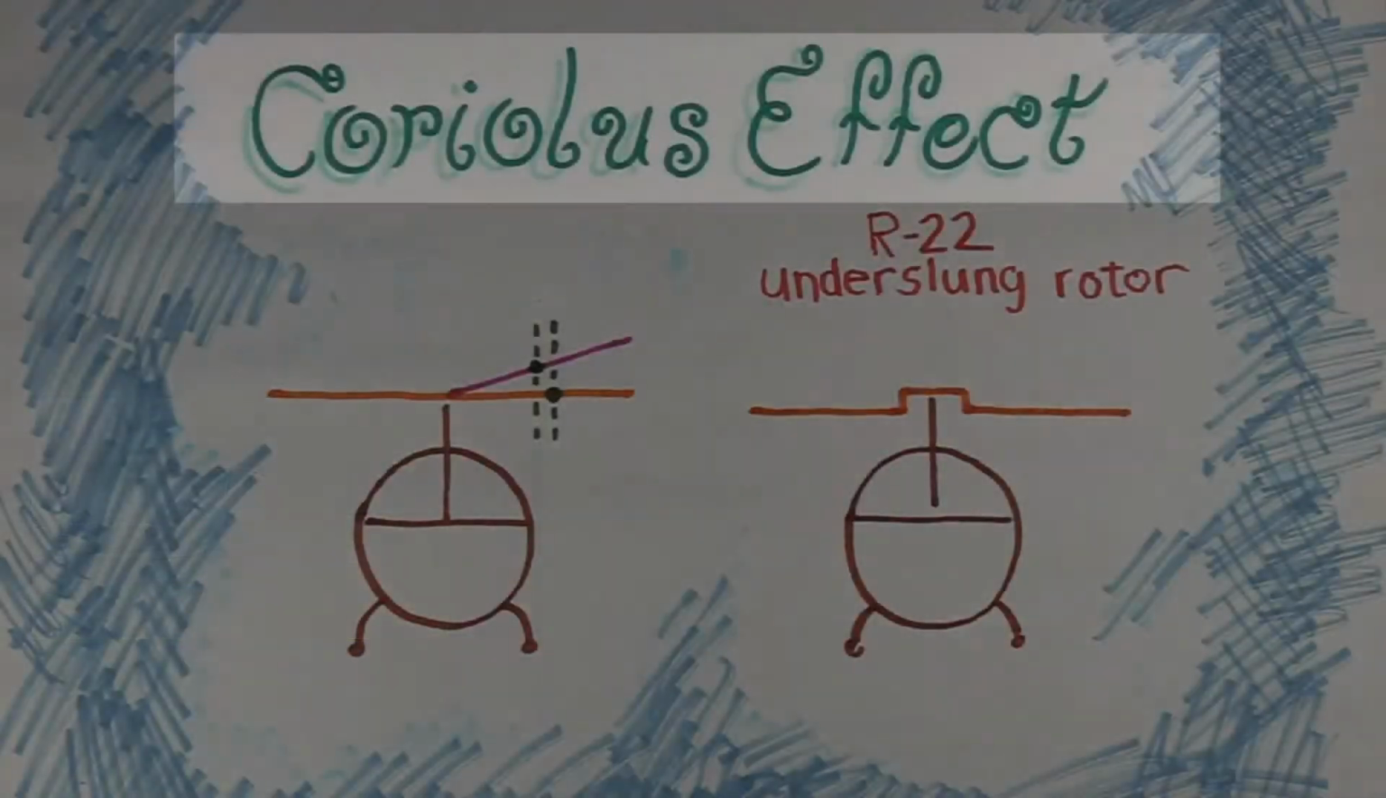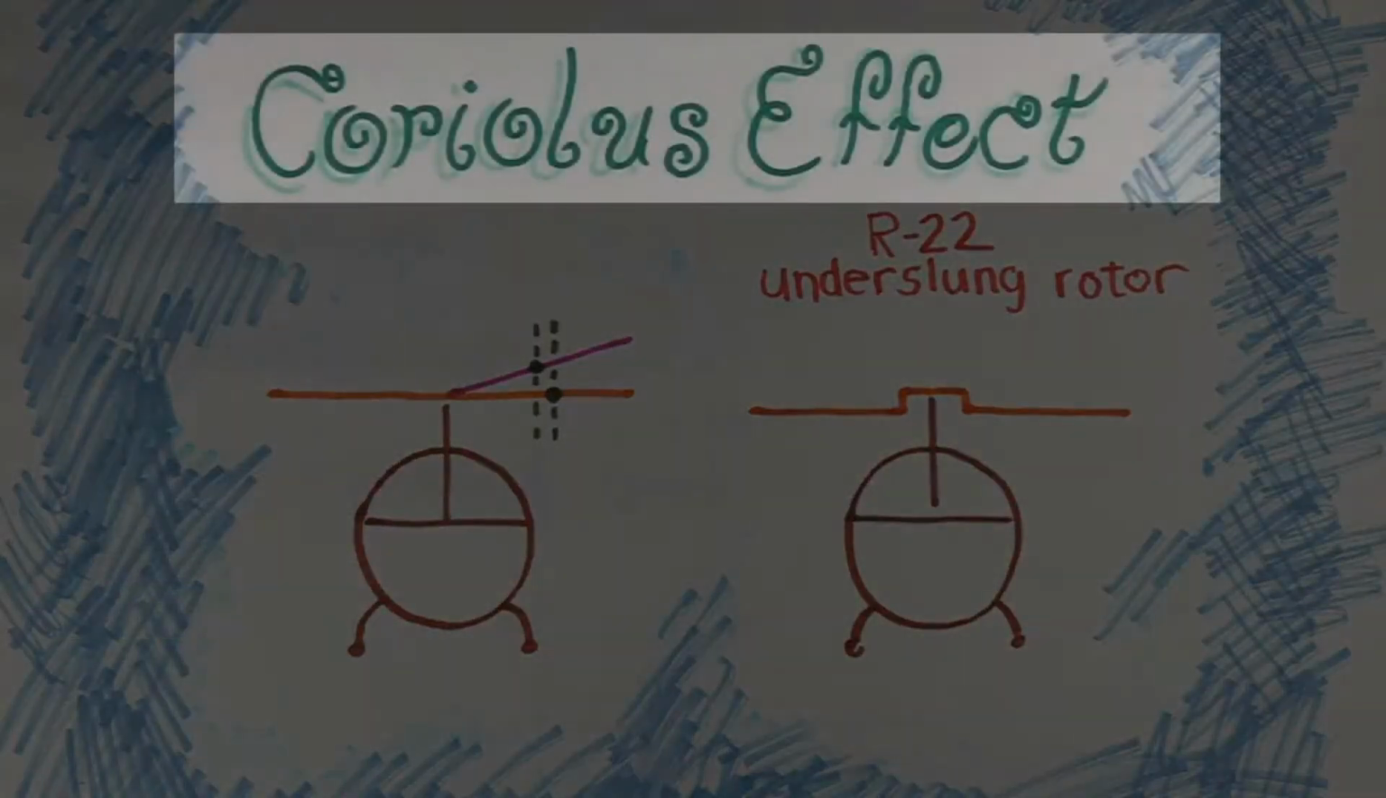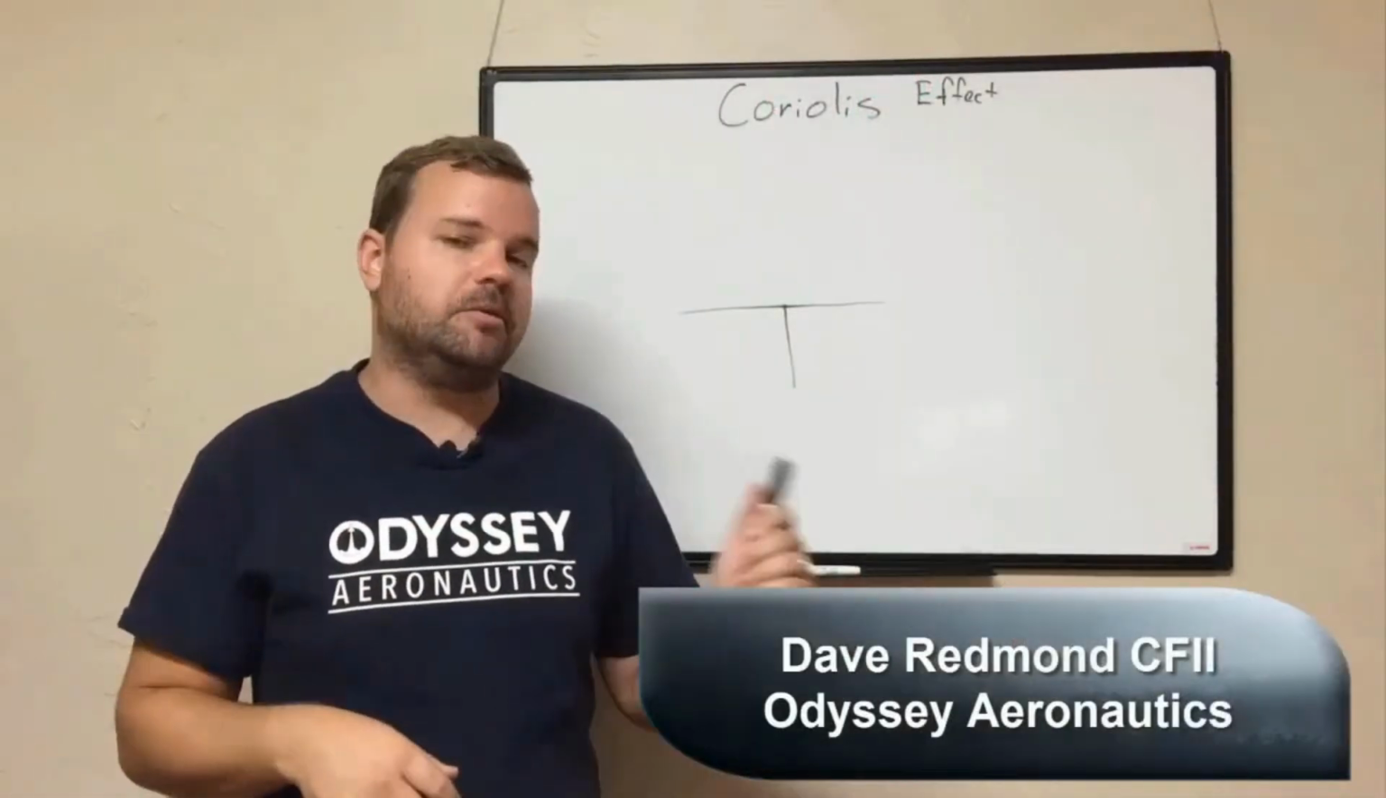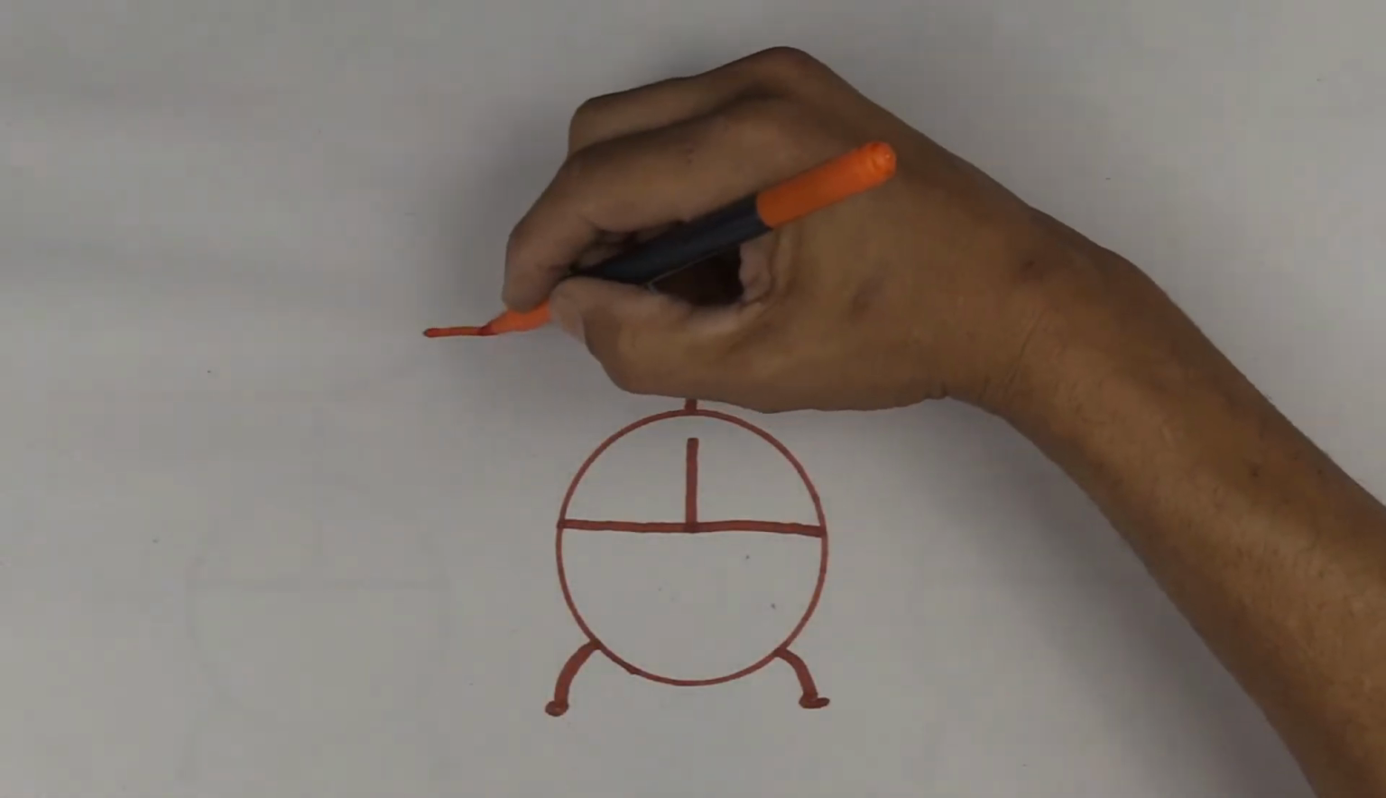So next we're going to talk about Coriolis effect. Now, we have another video on blade flapping and dissymmetry of lift and why the blades flap, so I recommend watching that video before this one. But now we're going to go into what happens when the blades flap.